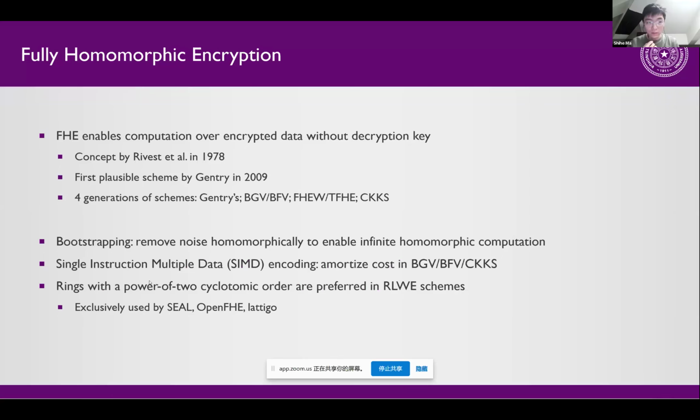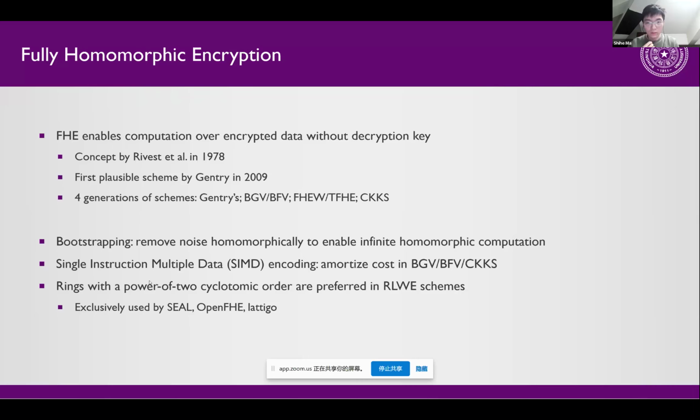Fully homomorphic encryption enables computation over encrypted data without access to the decryption key. The concept was first proposed by Rivest et al. in 1978, and the first plausible FHE scheme was designed by Gentry in 2009. Today, we have four generations of FHE schemes, including Gentry's original one, BGV/BFV, FHEW/TFHE and CKKS.